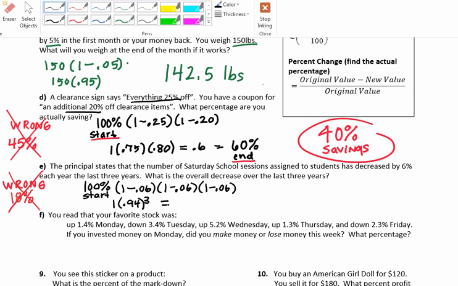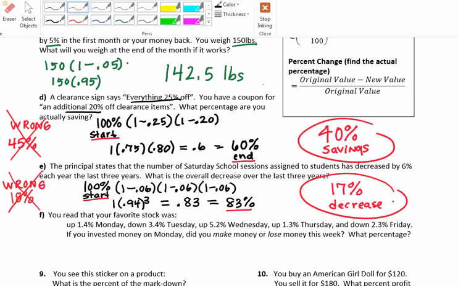All right, so 0.94 raised to the third power. I end up with approximately, now this is rounding, 0.830. So I'm just going to say 0.83 or 83%. So if you started with 100% and you ended with 83%, what you actually have here is an overall 17% decrease.